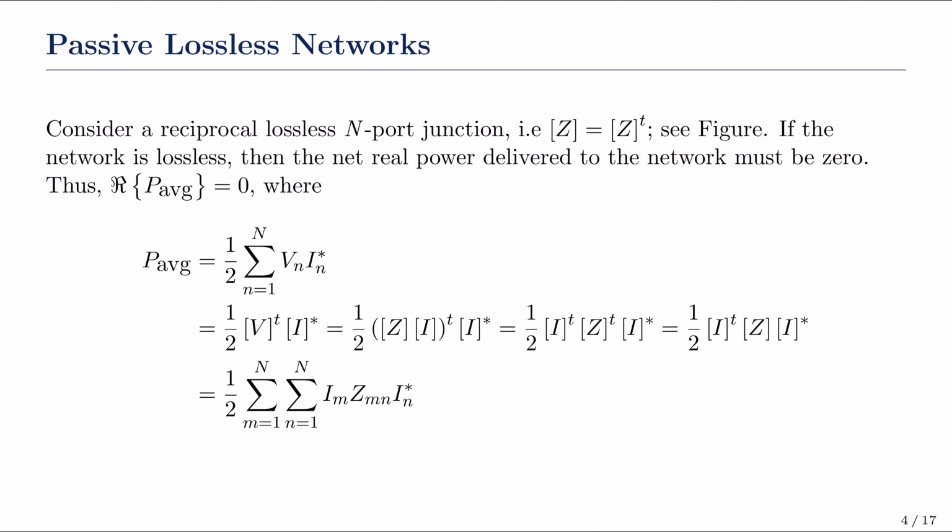Consider first a reciprocal lossless n-port network. Reciprocity implies that the impedance matrix is symmetric, so the transpose of Z is equal to Z. Because the network is lossless, it cannot absorb any net real power. Therefore, the real part of the average complex power delivered to the network must be zero for every possible excitation. Expressing the average power in terms of the port voltages and currents, and then using the impedance relation V equals Z times I, allows us to examine separately the diagonal and off-diagonal elements of the impedance matrix.